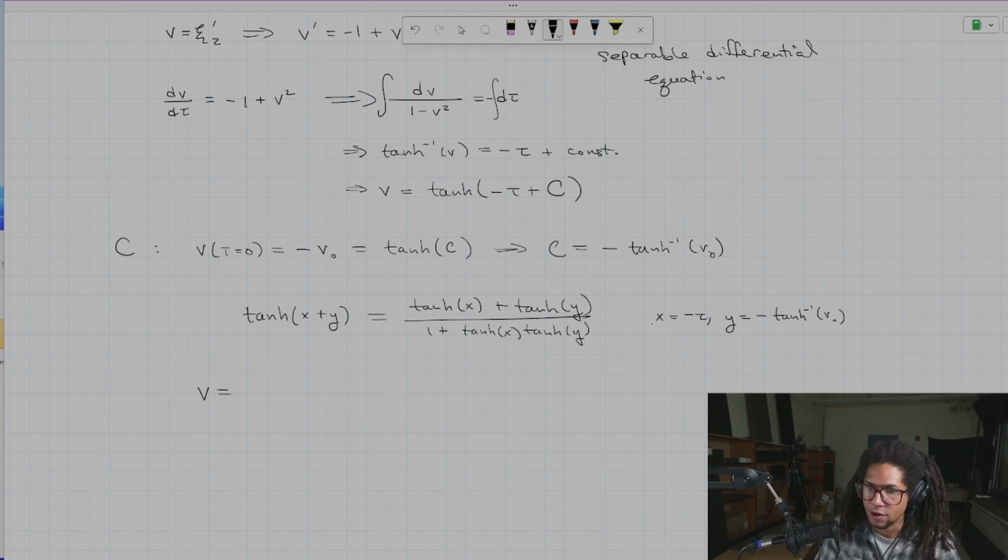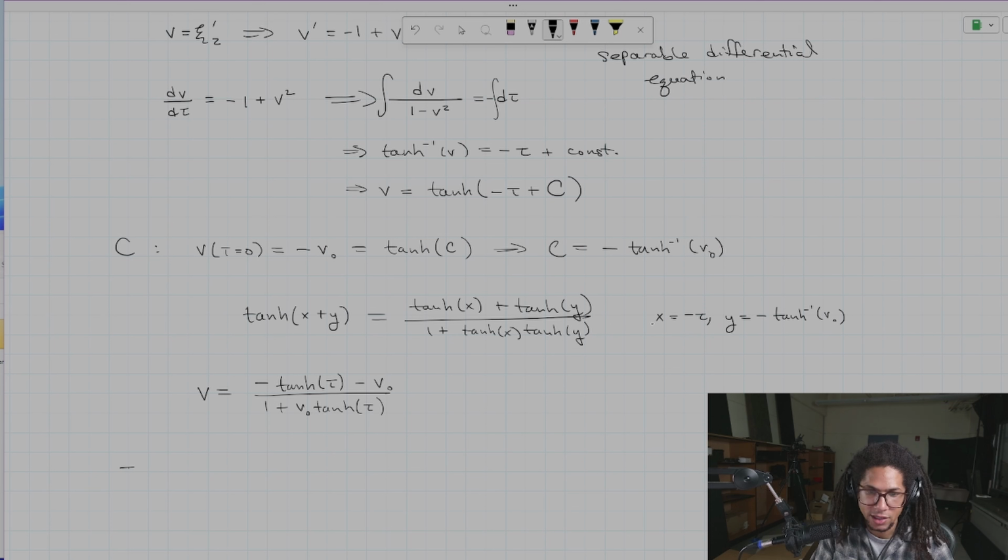So what am I looking at? First, it's going to be a minus hyperbolic tangent of tau. Then it's going to be a minus v naught, because I'm looking at the hyperbolic tangent of the inverse hyperbolic tangent of v naught. Then 1 plus. Now, both of these hyperbolic tangents are going to be negative in this case, so I retain the positive sign, and I'm going to get v naught times hyperbolic tangent of tau. Great. And this is a pretty good form for the solution.